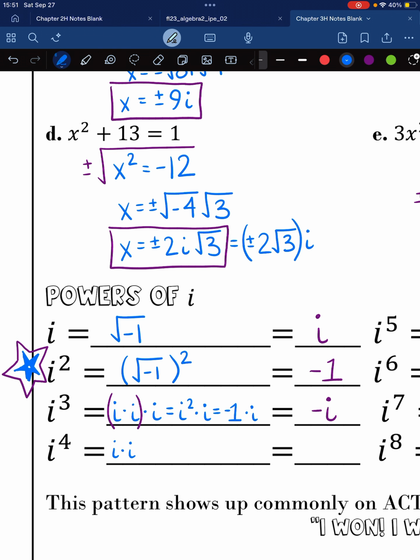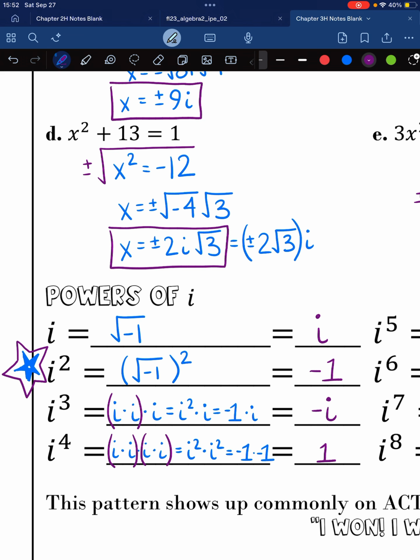Okay, with i to the fourth, I'm going to do something similar. That is the same as i times itself 4 times. And again, I'm going to use that associative property to group two groups of i together. And that's going to change to i squared times i squared, which is going to be the same as -1 times -1. And I know that -1 times -1 is +1. Okay, so we have a nice little pattern that forms here. We end up with i, -1, -i, and +1.